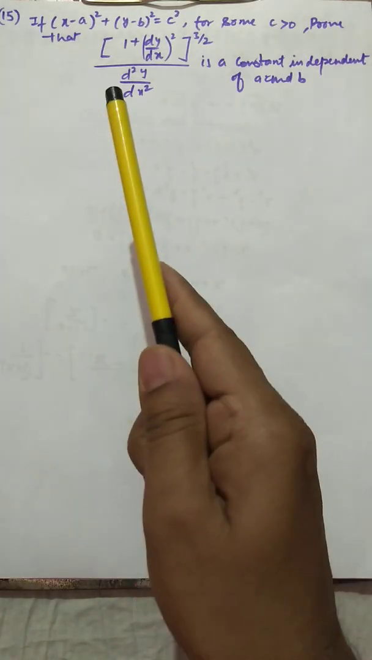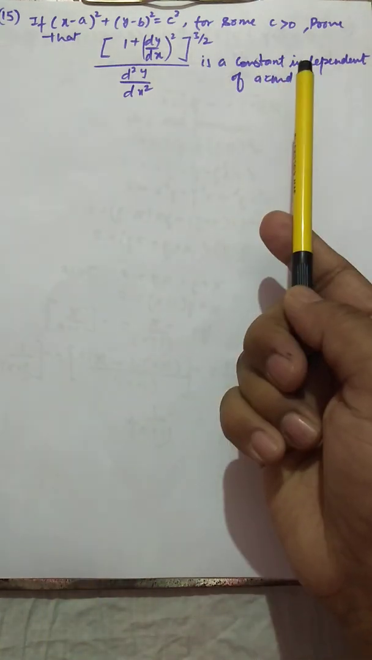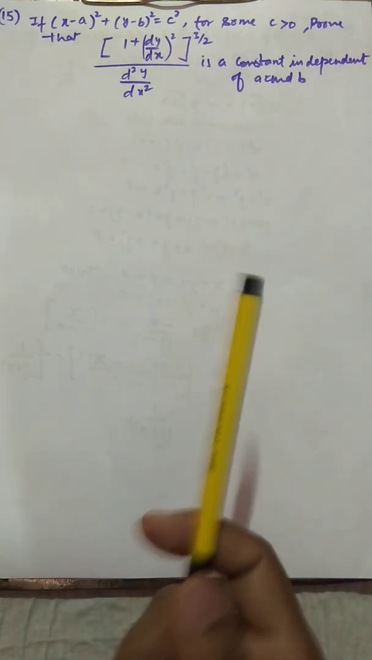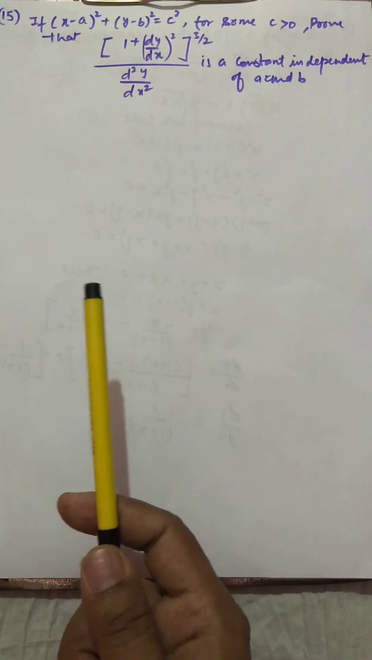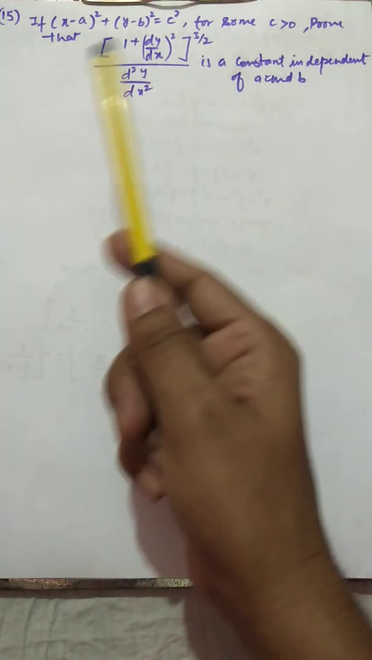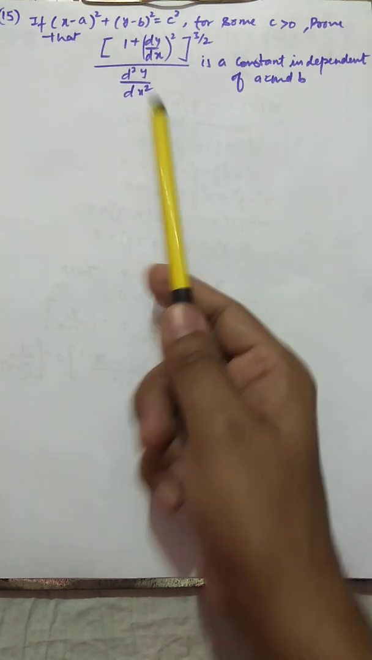This is your question number 15. If x minus a whole square plus y minus b whole square equals c square for some constant c greater than 0, then prove that this is a constant. This is a constant independent of a and b. So you have to show that this has to be a constant and it should be independent of a and b. It means if you simplify this, you should not get a and b in your simplification.